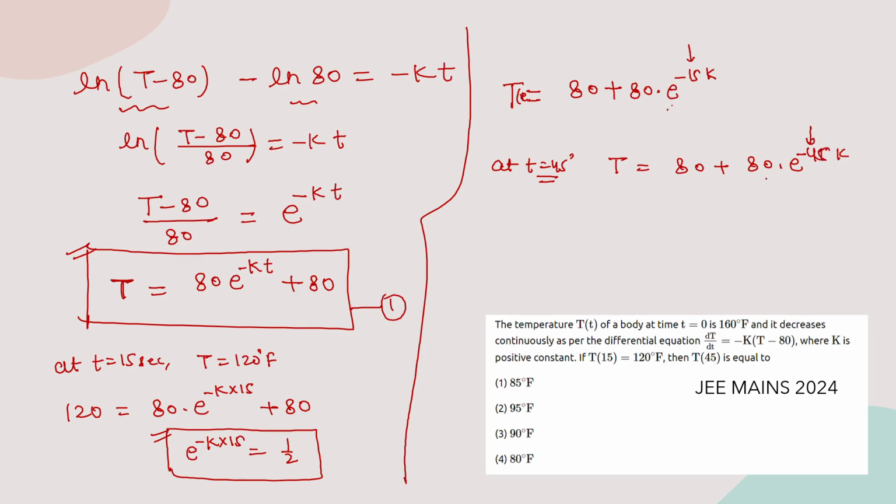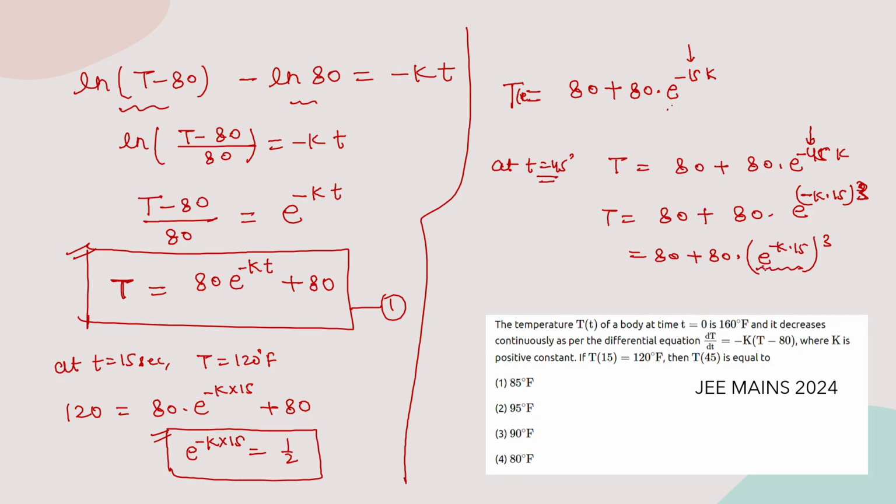So instead of writing 45 we can write this as 15 into 3, right? So that means we can say that T is equal to 80 plus 80 into e to the power minus k into 15, and whole to the power 3. 15 into 3 will become 45. Is that clear? So we can say 80 plus 80 into e to the power minus k into 15 and whole to the power cube. That is basically 3 is multiplied to the 15 only.